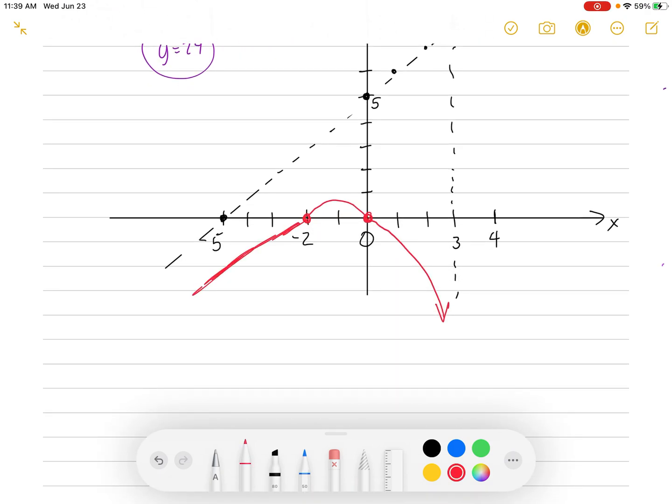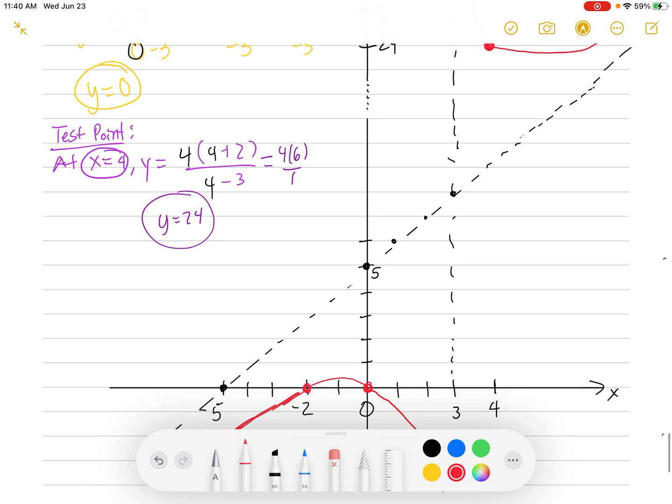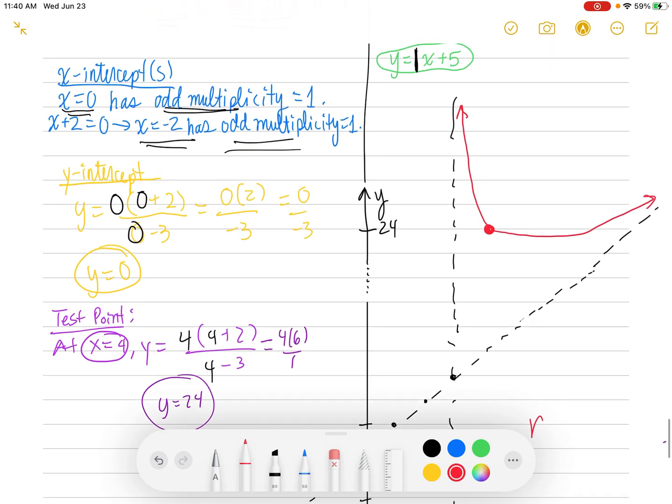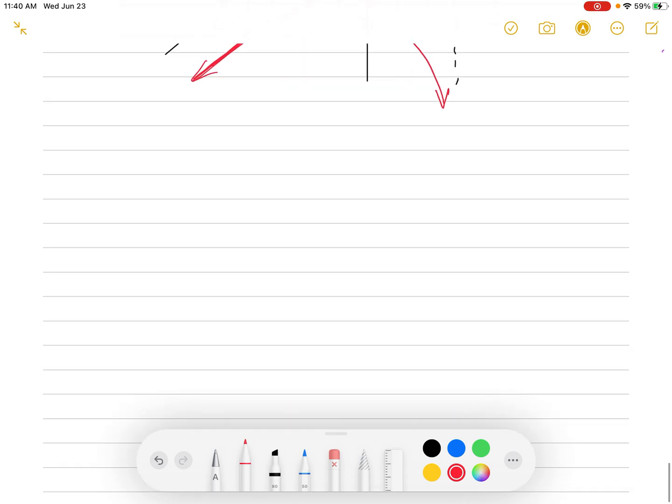And remember what's happening at -2. You had odd multiplicity, so you're going to have to cross at -2. And then you have to go down towards your, what's that thing called? Slant asymptote. So your slant asymptote has to be approached. There you have it. There's a general picture of that.